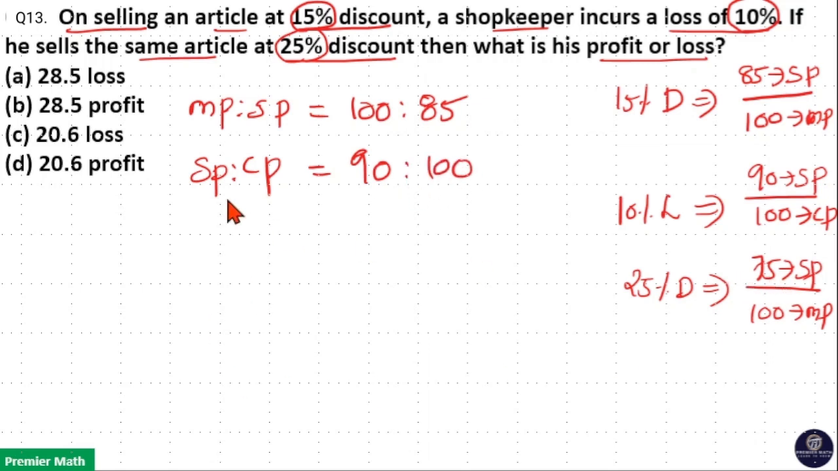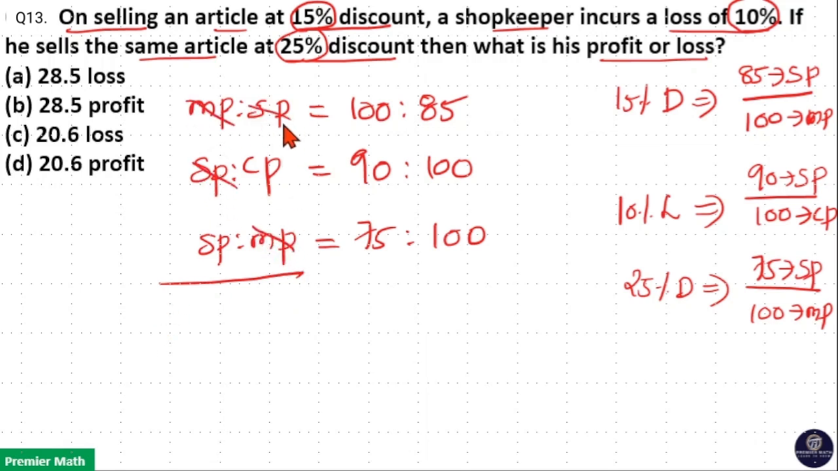Now I need to cancel mark price. So I will take sell price and mark price ratio. Sell price and mark price ratio is equal to 75:100. Now here, mark price cancels, sell price cancels. Remaining is sell price and cost price ratio. So I get sell price and cost price ratio from here. Here 100 cancels. 25 goes 3 times in 75. 25 goes 4 times in 100.